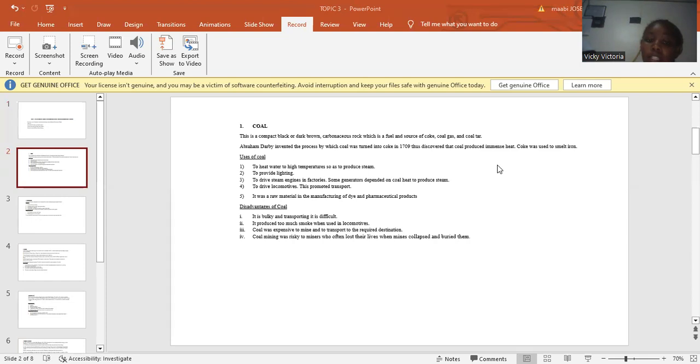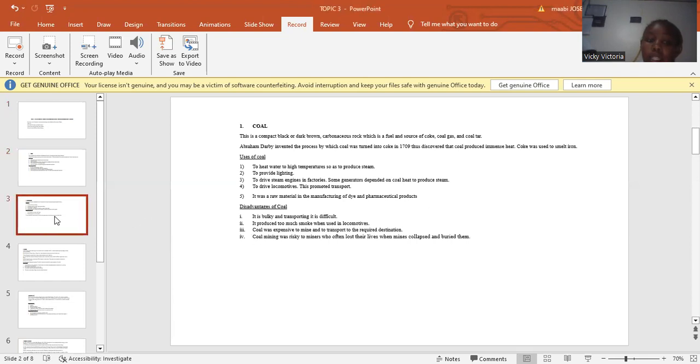Then disadvantages: it is bulky and transporting it is difficult. It produces too much smoke when used in locomotives. Coal was expensive to mine and transport to the required destination. Coal was risky to miners, who often lost their lives when mines collapsed and buried them.